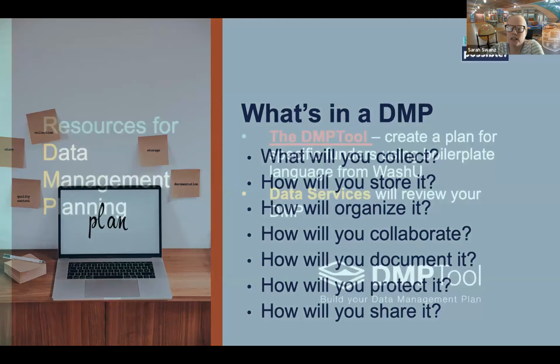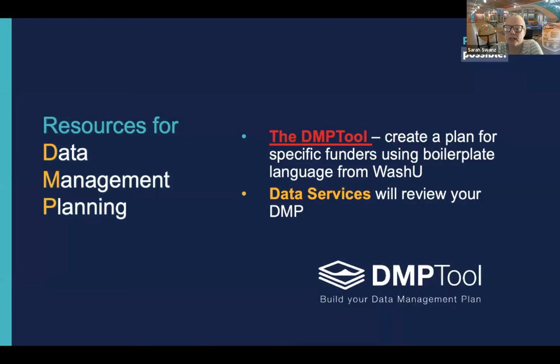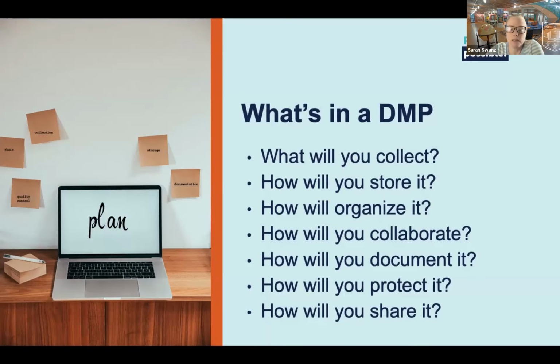Each funding agency has sometimes unique criteria, and so that's why the DMP tool was created, because it allows you to select the relevant funder and gives you the questions that they ask and helps you fill in the things. Generally speaking, they're all going to ask you one way or another: what are you collecting? How will you store it? How will you organize it? How are you collaborating? How are you documenting all this? How are you protecting it? And how are you going to share it? So the more you do at the planning stage, remember the 12 o'clock on that circle earlier, the easier it'll be to share later.